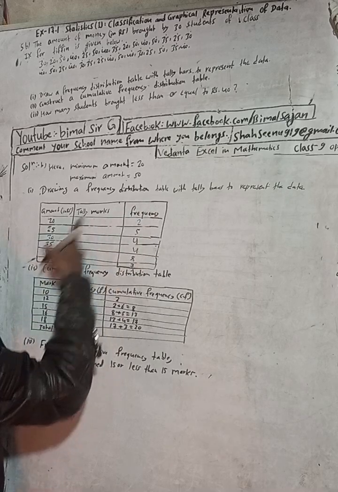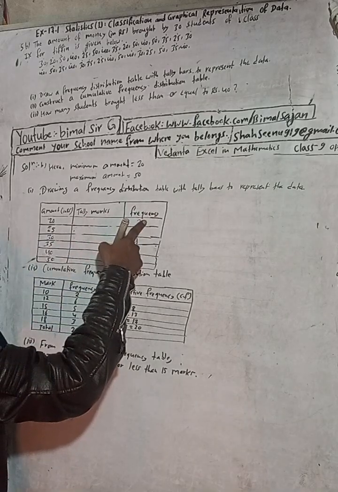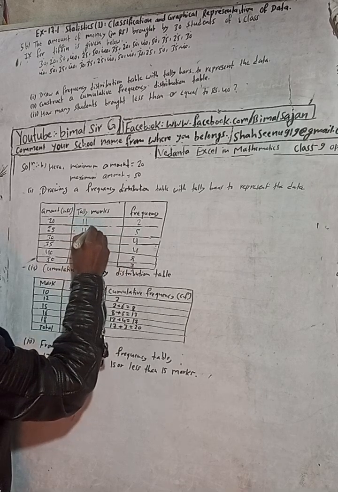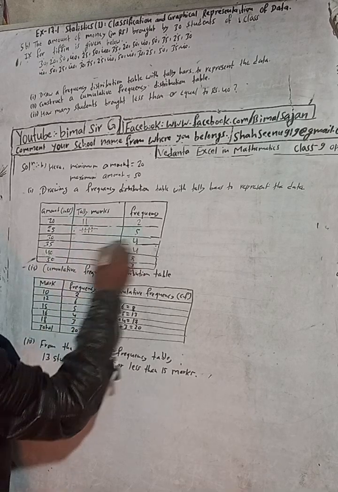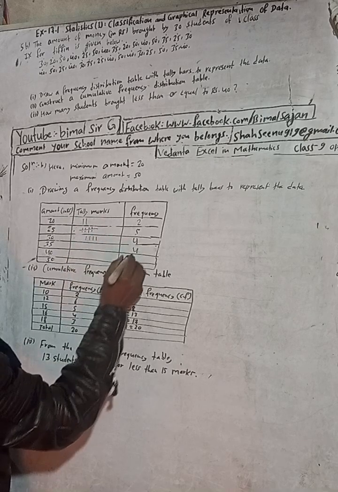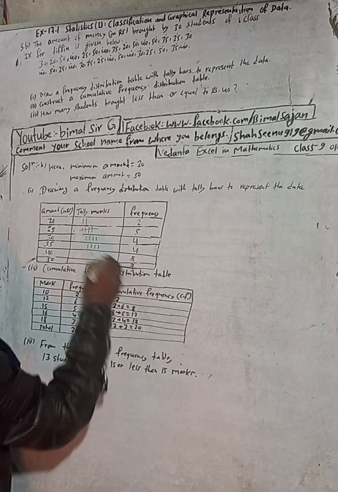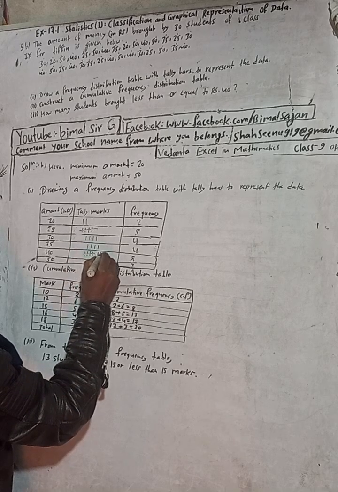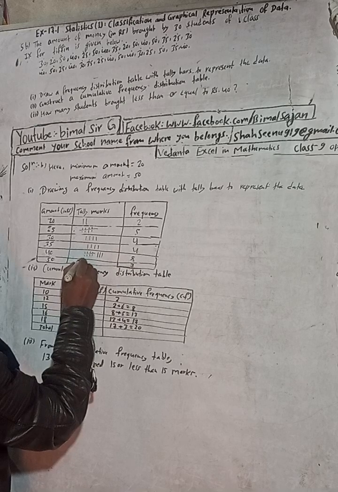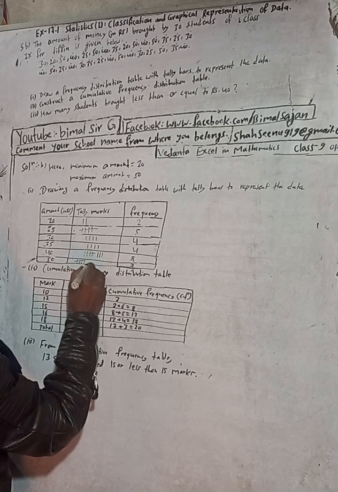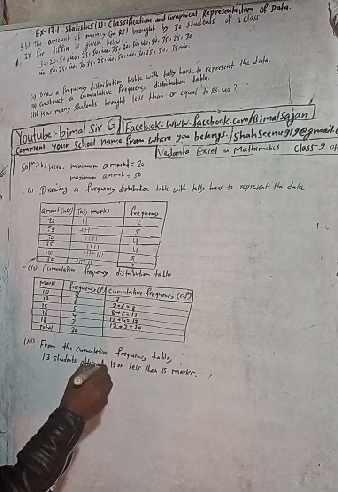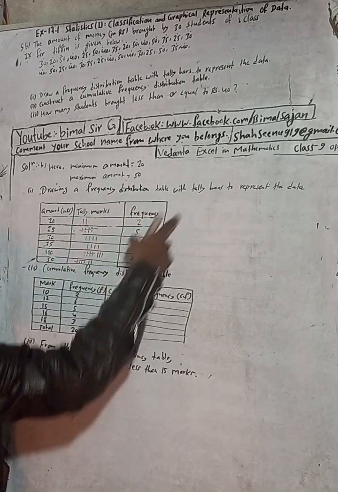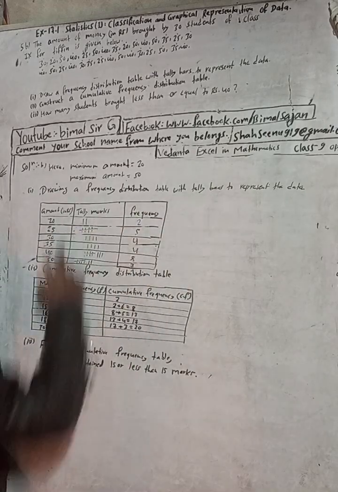Now it is very easy to draw the tally marks by seeing this frequency. How many is it? 2, so draw 2 lines. 5, so 1, 2, 3, 4 and 1 bundle. 4, so 1, 2, 3, 4. 4, so 1, 2, 3, 4. 8, so 1, 2, 3, 4 and 1, 5, 6, 7, 8. 7, so 1, 2, 3, 4, 5, 6, 7. So this is the frequency distribution with tally bars to represent the data.